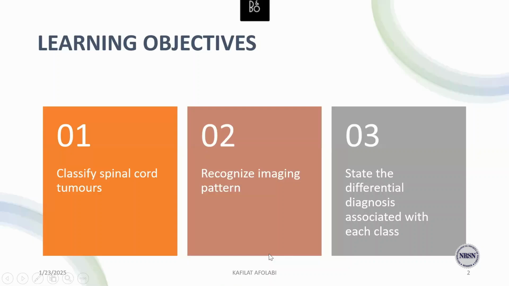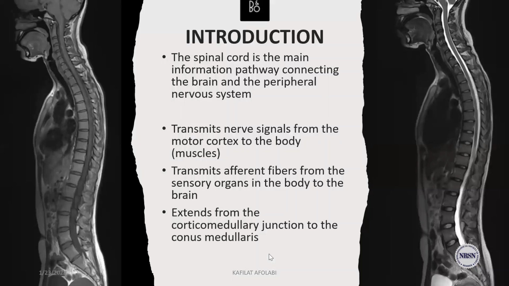So as a way of introduction, the spinal cord is the main information pathway connecting the brain and the peripheral nervous system, and it transmits nerve signals from the motor cortex to the body, and also transmits afferent fibers from the sensory organs in the body to the brain. It extends from the corticomedullary junction.